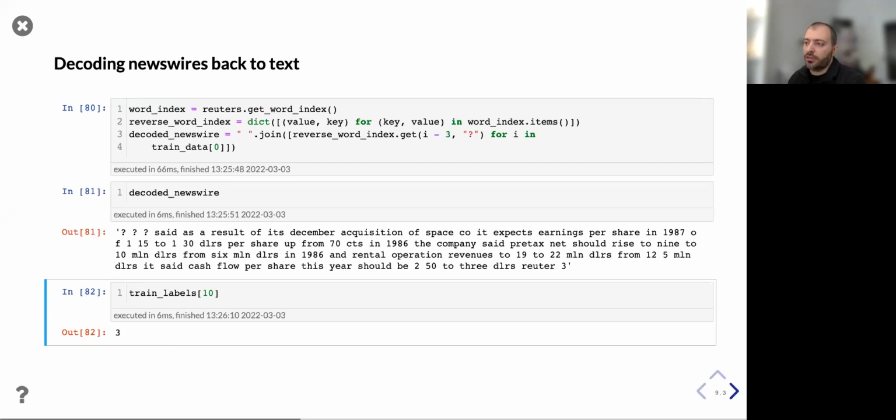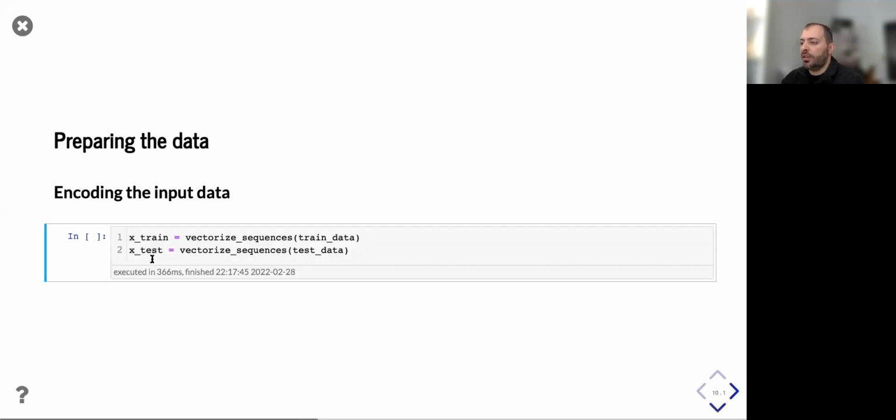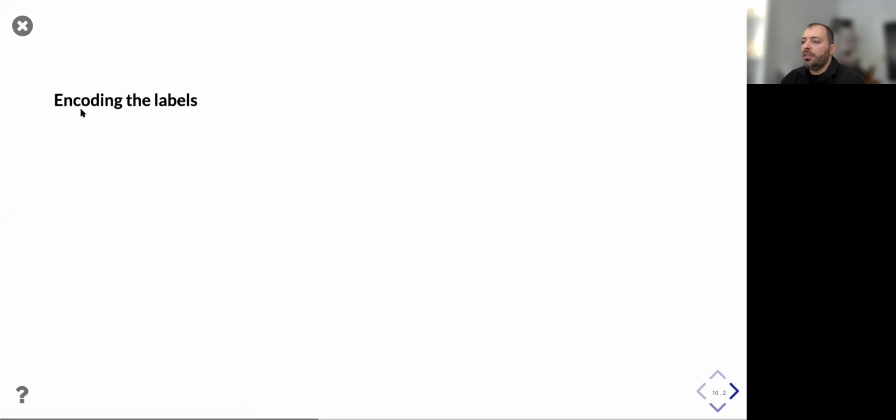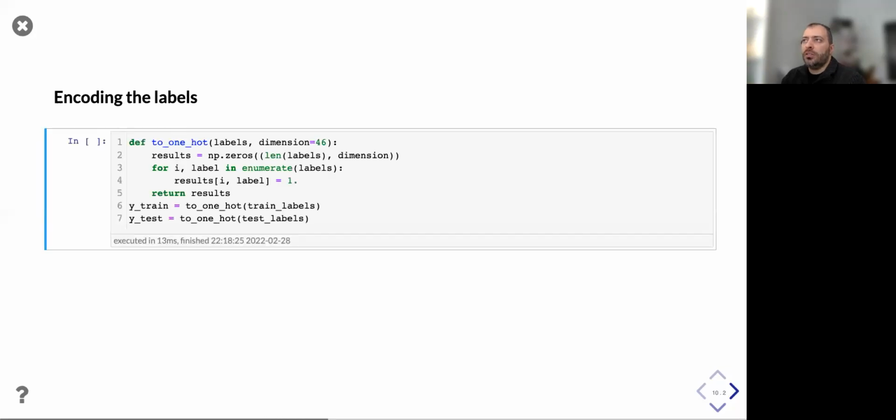First of all, let's prepare the data as before. We will start with encoding the input data, and we will use the same function as before. We just want multi-hot encoding. We already have the function, so we use it. And then we have the encoding of the labels, which is different. Before, we didn't change the labels, we just made them float.